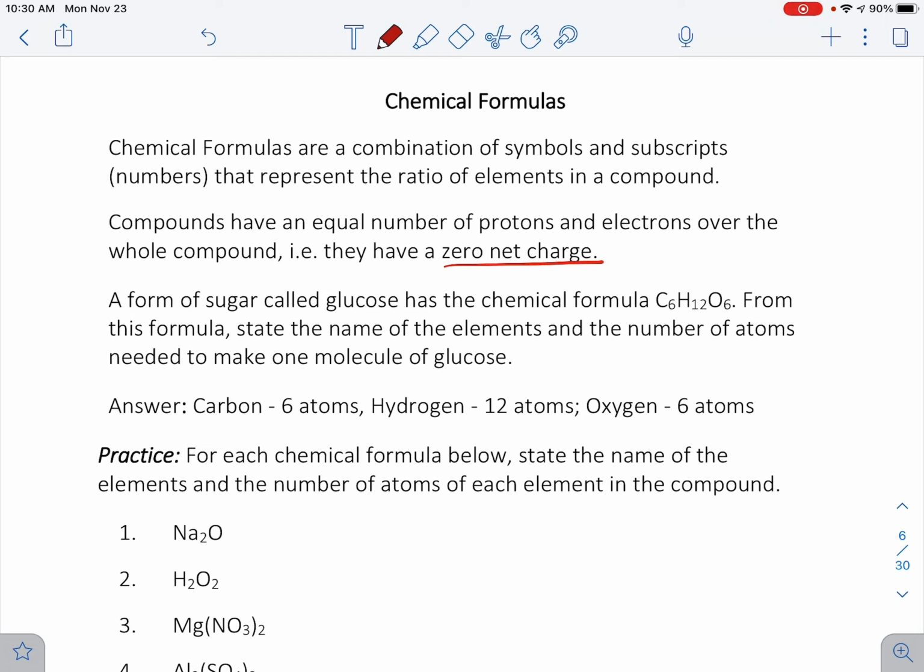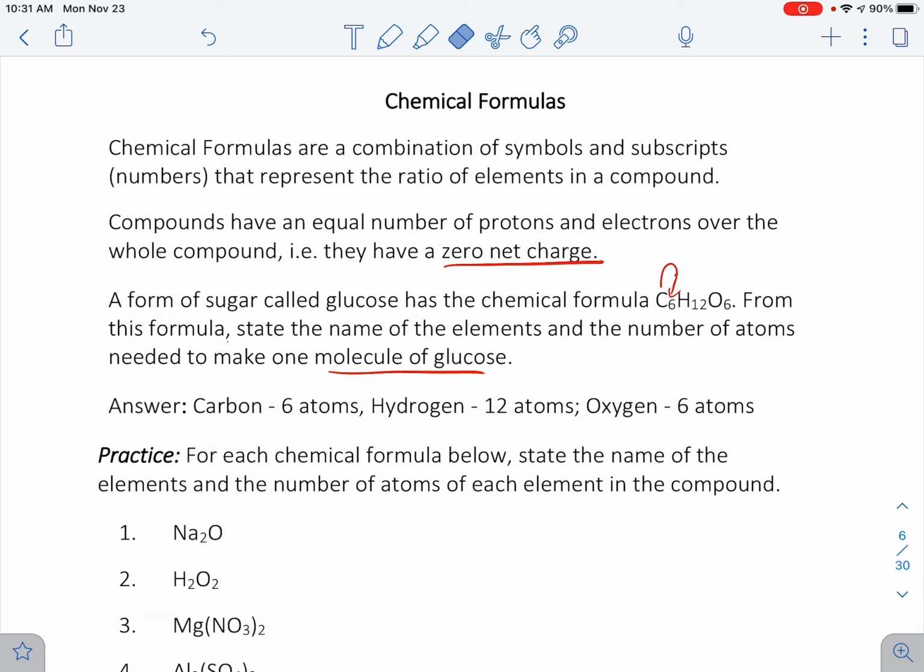So a form of sugar called glucose has this chemical formula C6H12O6. So we want to know what this means. From the formula, state the name of the elements and the number of atoms needed to make one molecule of glucose. And this is going to be an assignment we're going to have soon. So this number only references the element that lies before it. It does not have an effect on counting of the following elements. So the 6 only affects the C.